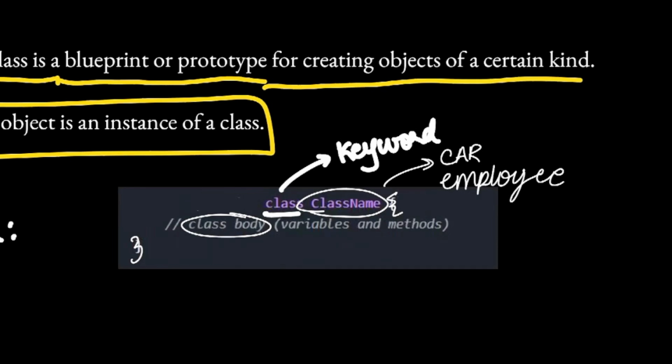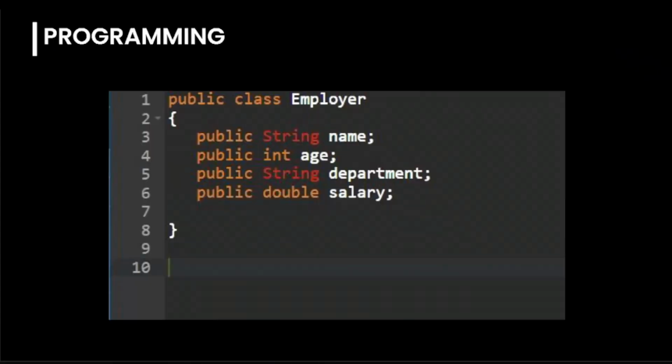So class is your keyword, and then the class name is whatever you want it to be: car, employee, whatever. And then you open your parenthesis for the class body. Perfect. Okay, now let's do a quick example.